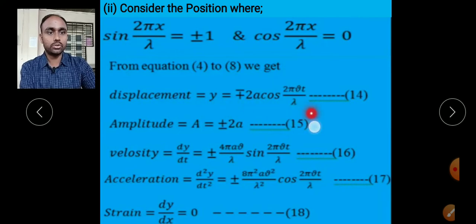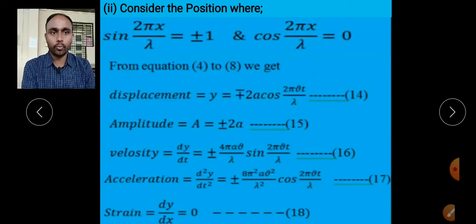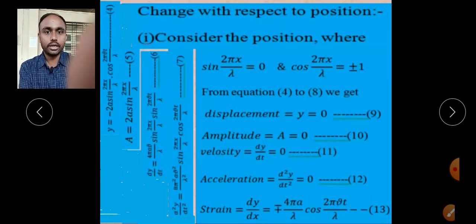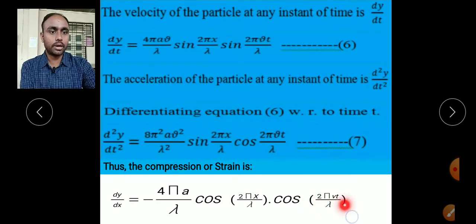So, y is equal to this, it is maximum, amplitude is maximum, that means displacement maximum, amplitude maximum, then velocity is maximum and acceleration is also maximum. So, all things are maximum except the strain. Strain is 0. Strain is 0 because, if you remember, only strain contains the cos 2 pi x by lambda term.